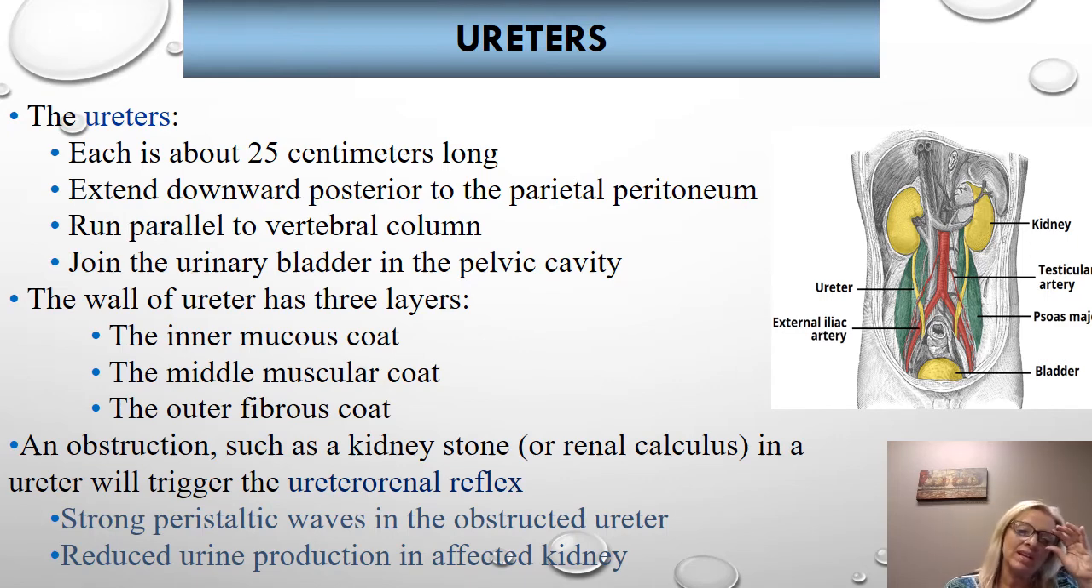If you happen to have a kidney stone, which is also called a renal calculus, in a ureter, you're going to trigger the ureter-renal reflex, and that's going to cause strong wave-like peristaltic waves in the obstructed ureter. You're going to have reduced urine production in the affected kidney, and of course you're going to have some pain.